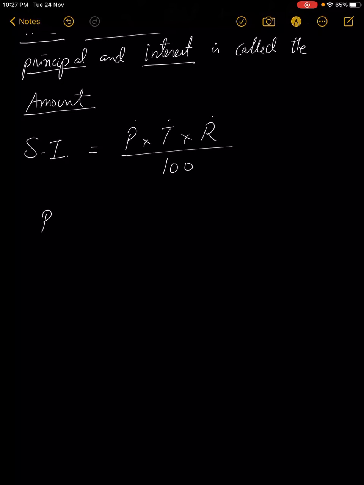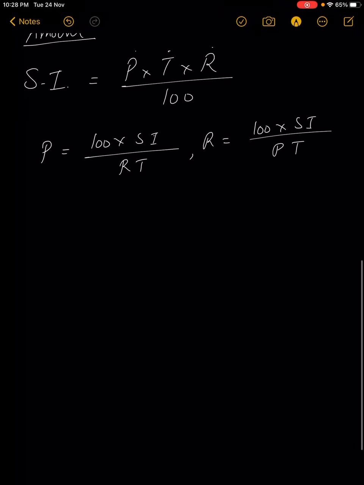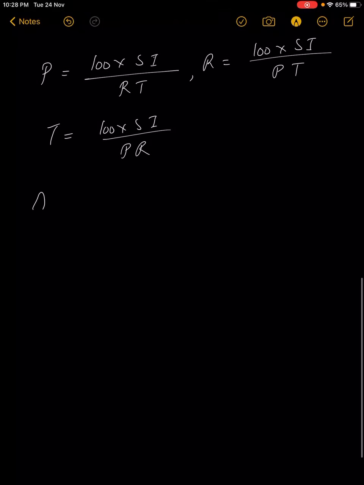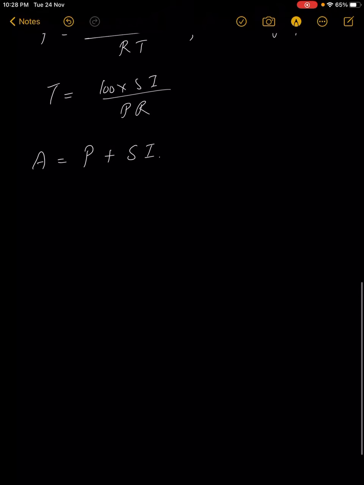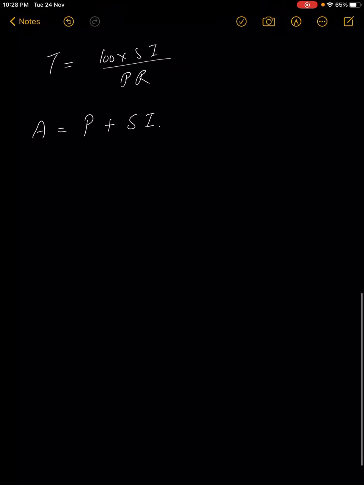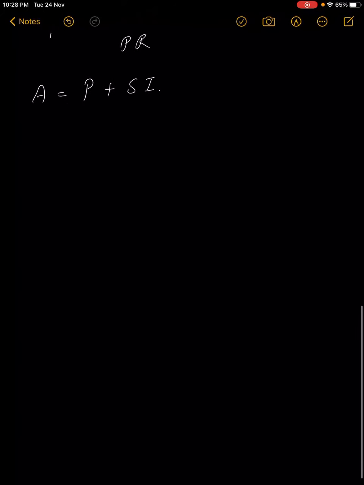So similarly, sometimes we have to find out the principal where everything is given. So it's always 100 into SI by R into T. Similarly, if you have to find out R, again, it's going to be 100 into SI divided by P into T. And if you have to find out T, that's going to be 100 into SI upon P into R. Amount, of course, will be calculated as principal plus simple interest. Okay, principal plus simple interest. So that's how it will be calculated.